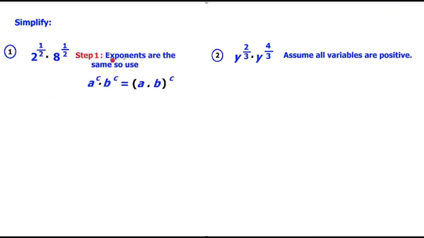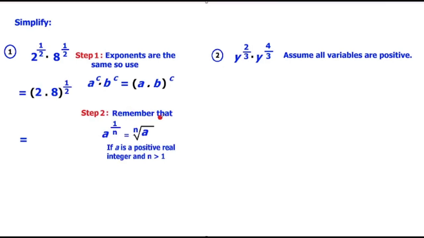So these exponents are the same, so we could use this rule. When we have a multiplication where exponents are the same, we just multiply the two bases together and we take them to that power, okay? So let's do that for this one. So what this means is actually just this. We multiply 2 times 8 and we take it to the 1/2.